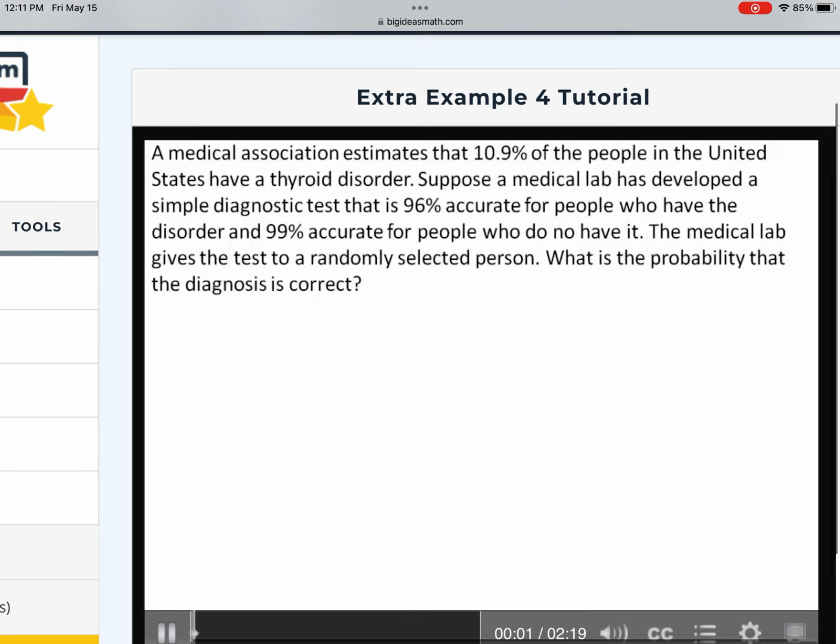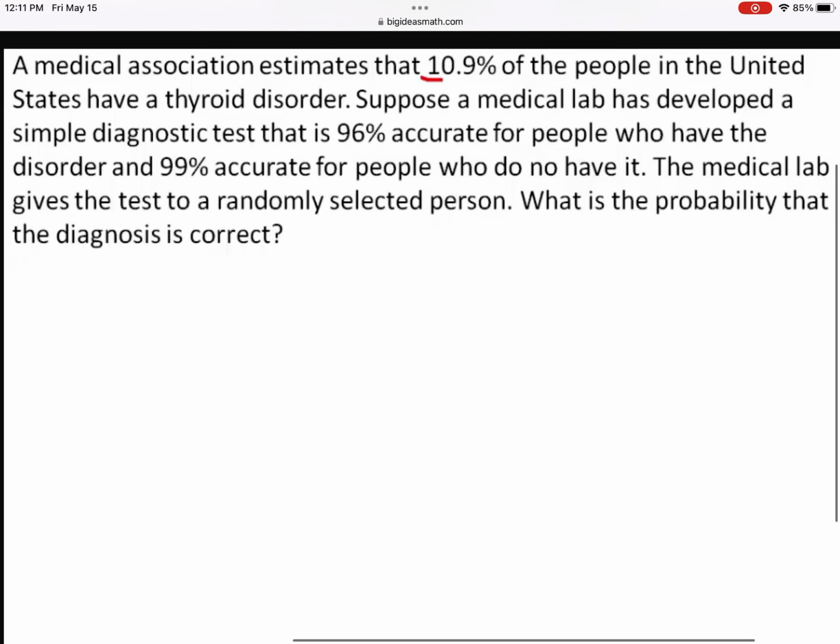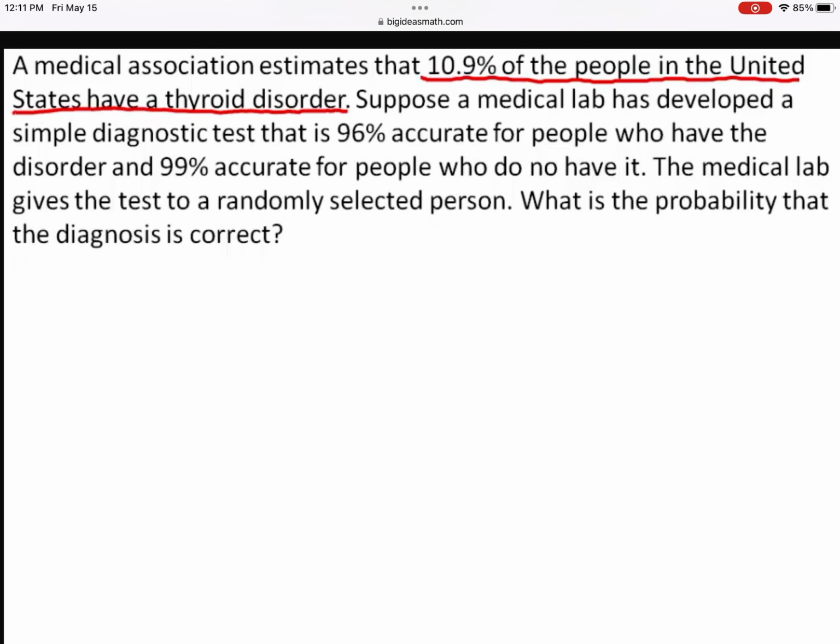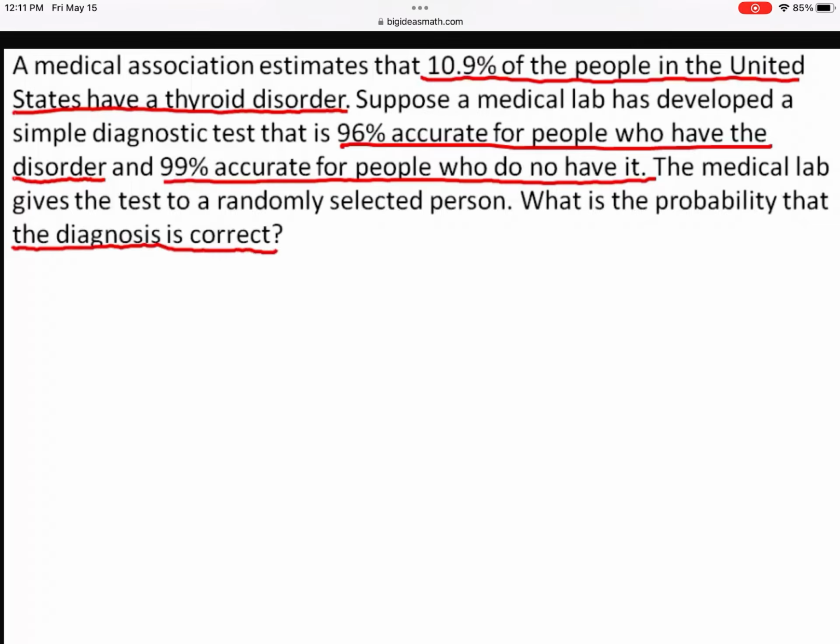A medical association estimates that 10 and 9/10% of the people in the United States have a thyroid disorder. Suppose a medical lab has developed a simple diagnostic test that is 96% accurate for people who have the disorder and 99% accurate for people who do not have it. The medical lab gives the test to a randomly selected person. What is the probability that the diagnosis is correct?